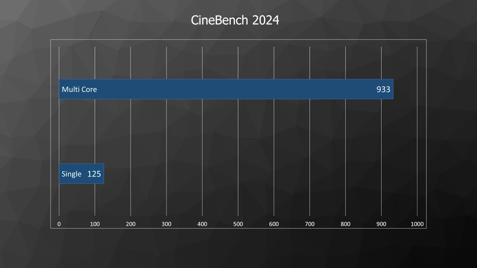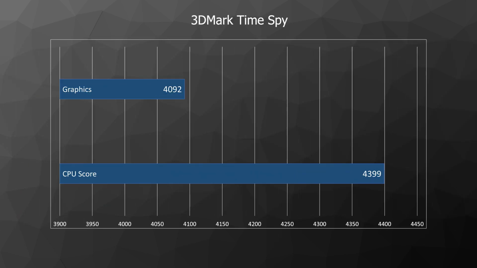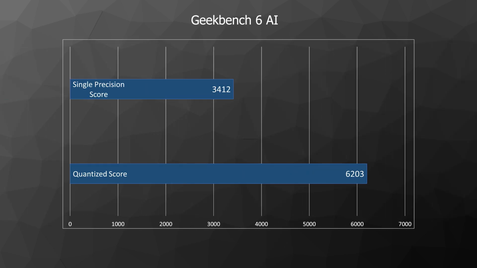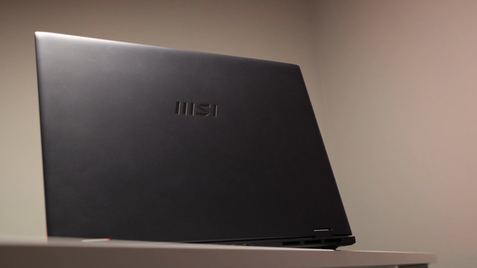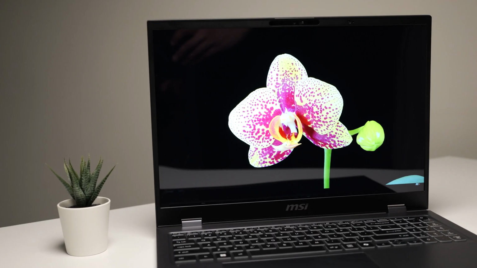In Cinebench 2024, the multi-core scored around 933 points, while the single-core scored 125 points. While in 3DMark Time Spy, 4,092 points for the graphics and a CPU score of 4,399. This score is particularly notable given the integrated nature of the Intel Arc 140T GPU. In AI-focused benchmarks, Geekbench AI delivered a score of about 3,412 points on single precision, and on quantized we reached around 6,203 points. These results underline the laptop's impressive capabilities in handling machine learning tasks and other AI-driven applications.